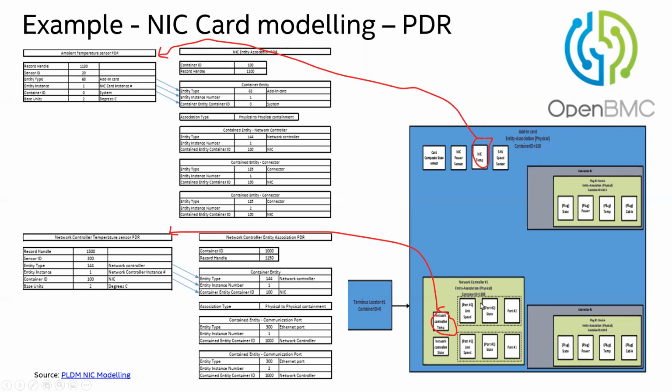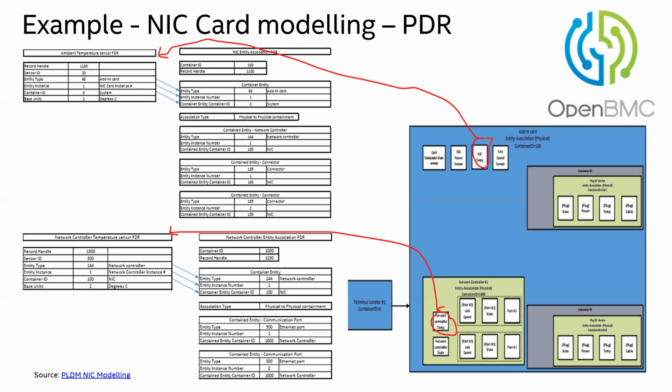It can even have more stuff also, but that is what we are representing. But when we take the NIC temperature sensor, here we are representing that this is a part of the add-in card itself. That is, the container ID is nothing but our system. So here we are representing that this is a part of the system and not bound to any network controller as such. So this is how the modeling will be done.